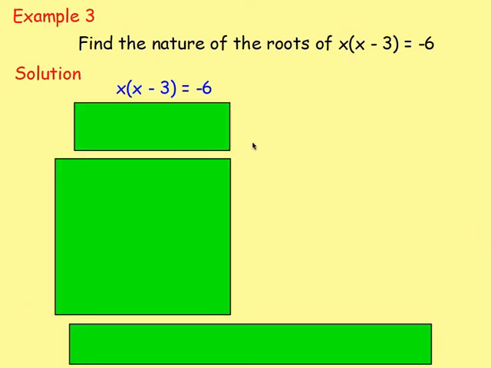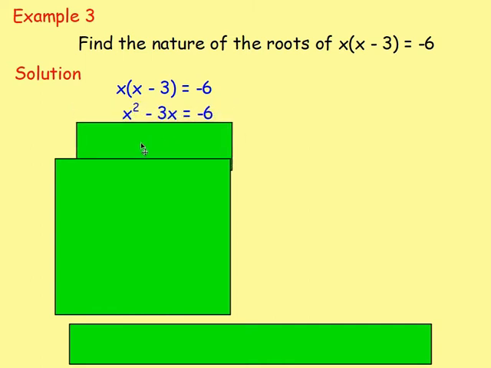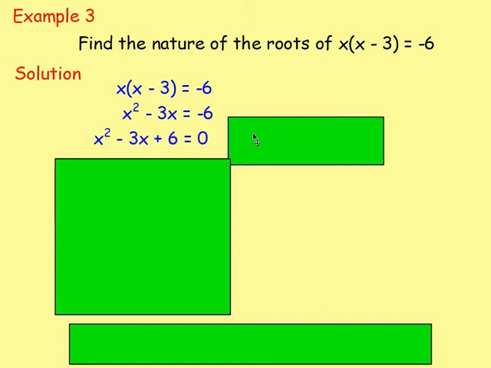Example 3. Find the nature of the roots of x bracket x minus 3 equals negative 6. What do you do with this one? Perfectly right. Multiply out the brackets. You need it in the form ax squared plus bx plus c equals 0. So you need 0 on one side and you need your quadratic just in its standard form. So multiply out the brackets here. We've got x squared minus 3x equals negative 6. Add 6 to both sides and that is what you would get.